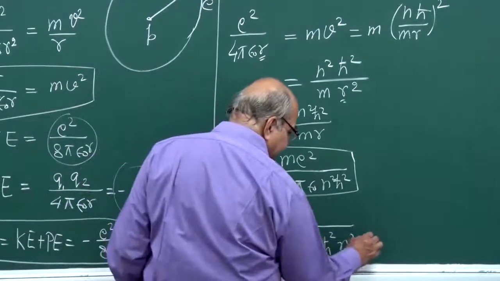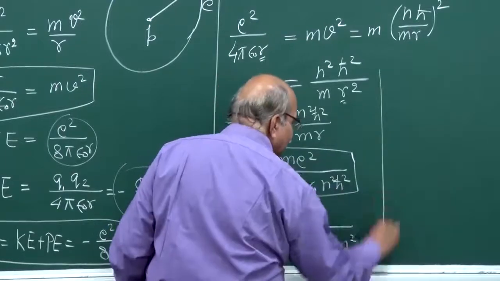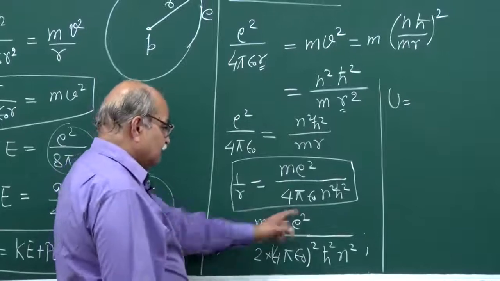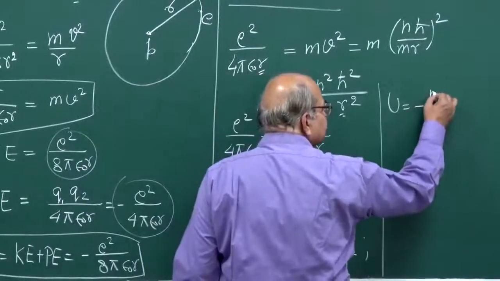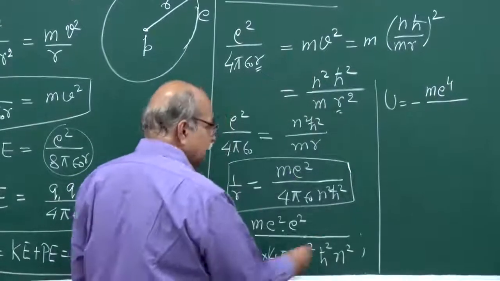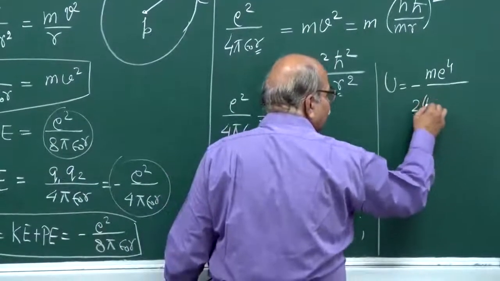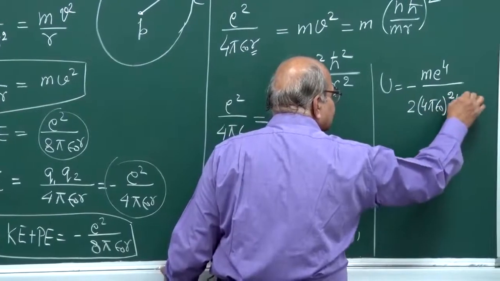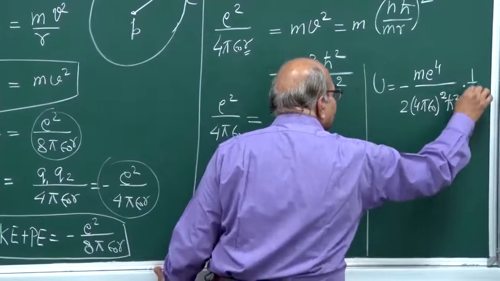So this expression is finally U equal to minus m e to the power 4 divided by 2 into (4 pi epsilon naught) square h cross square, and then 1 over n square.